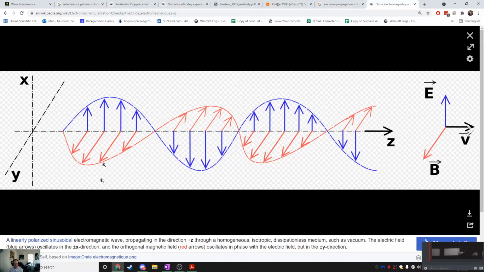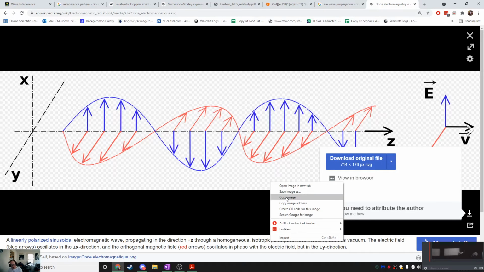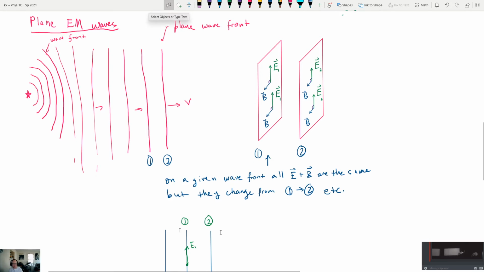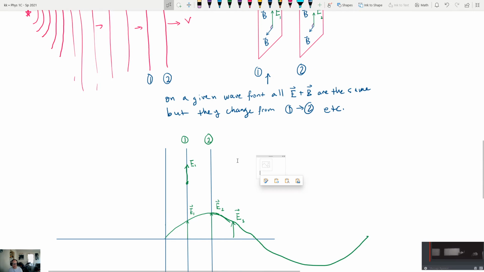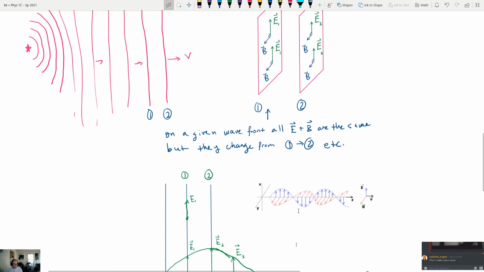Does that make sense? As I move from one wavefront here to a second wavefront right here, the size of the electric field is changing, but it's following a wave like this. Does that help? Yeah, it's more due to the oscillation of the charged particle, right? That's where it's coming from. 100%. That's exactly where it's coming from.